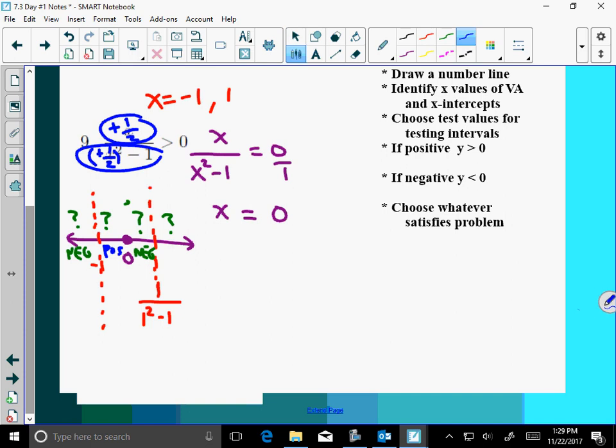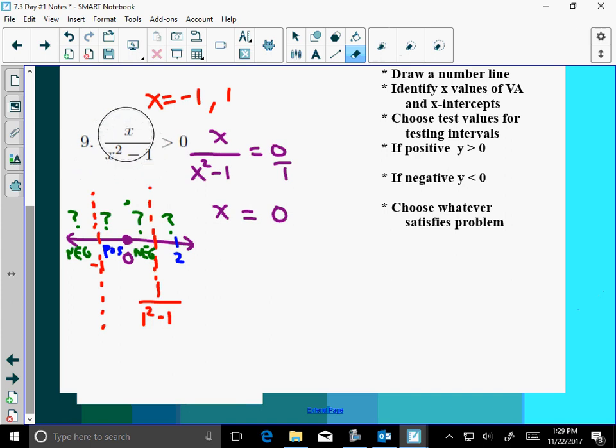And if I plug in, let's say, 2. Let's plug in 2. Who's making popcorn? Oh, okay. 2 over 4 minus 1, which is 3, so I get 2/3. Oh, I get another positive. You better be good, popcorn.